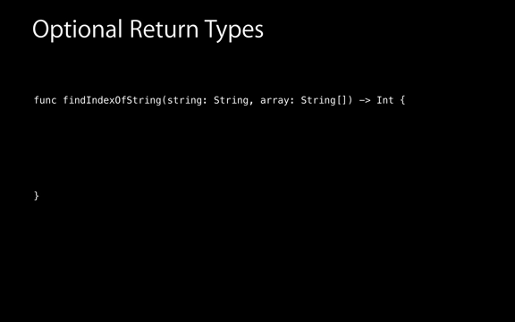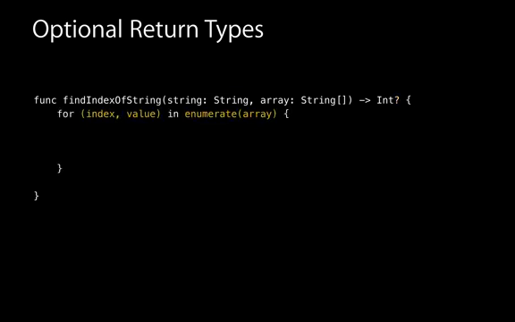But as you might guess, this is a case in which, if the string isn't found, we need some value to indicate that failure. And because we have nil and optionals at our disposal, let's go ahead and change the return type here to an optional by adding the question mark at the end. So let's implement the function.